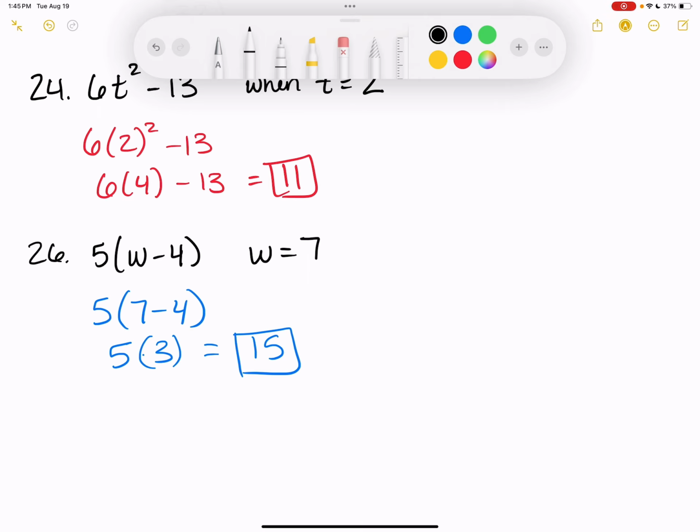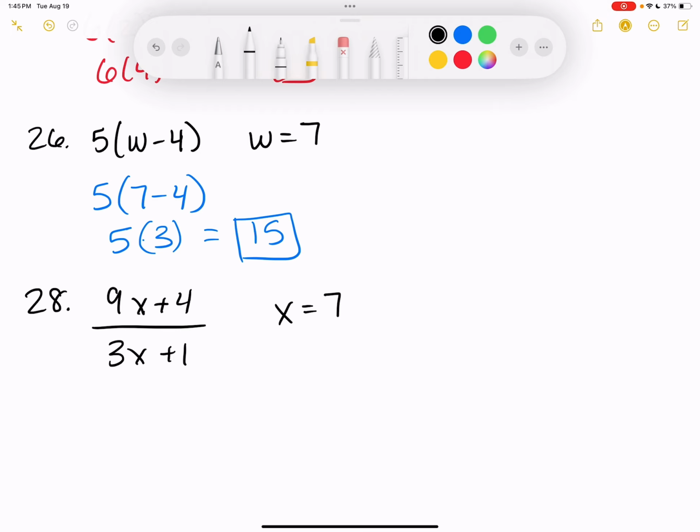All right, 2 that have a fraction bar, and then we'll basically be done. 28, I've got on top 9x plus 4 over on the bottom 3x plus 1 when x is equal to 7. So I'm going to replace first. So I've got 9 times 7 plus 4 over 3 times 7 plus 1. So usually I work down when I do problems, but if I have a problem like this that has the fraction bar, I usually work left to right, but that's, again, purely up to you.